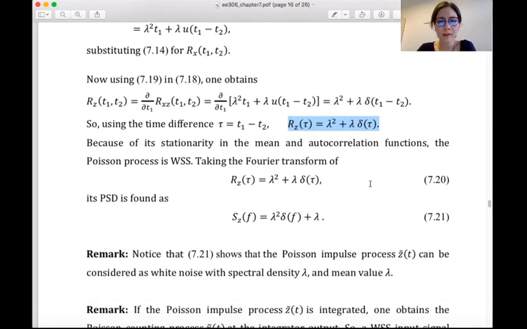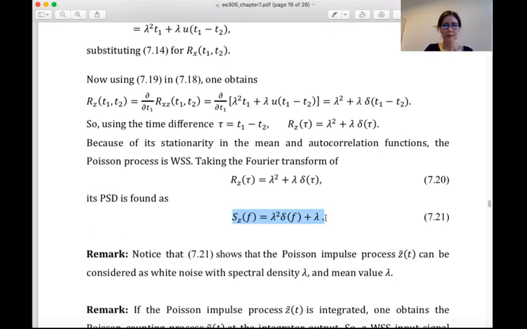Now, another interesting observation follows from here. So, okay, this is the ACF of the Poisson impulse process. Now let's find the power spectral density. There's a constant term lambda square, so the Fourier transform of this is going to be lambda square delta f. Similarly, there's an impulse here, and its Fourier transform is going to be constant. So you get the following power spectral density for the process Z.